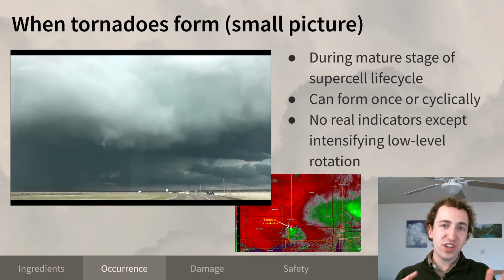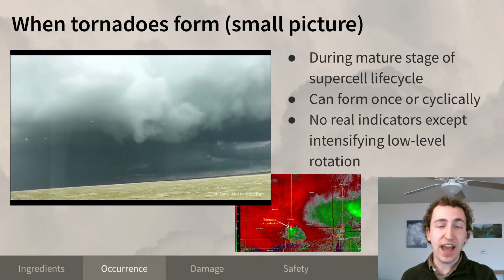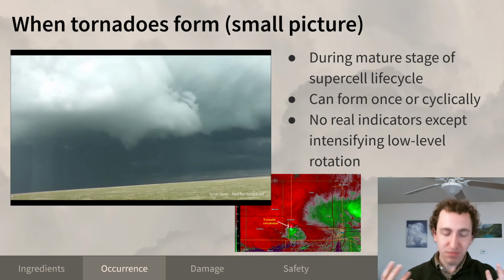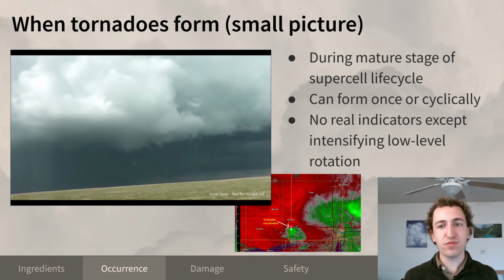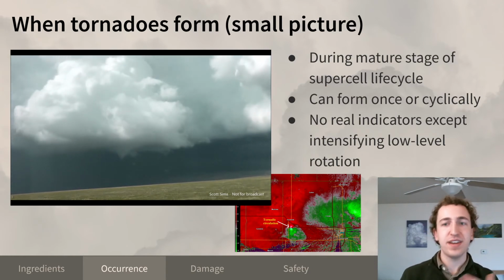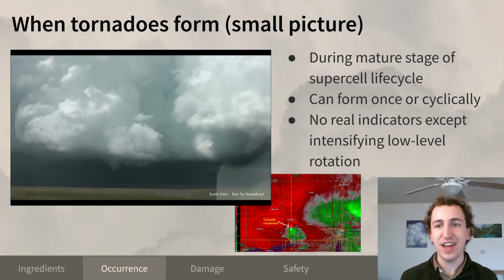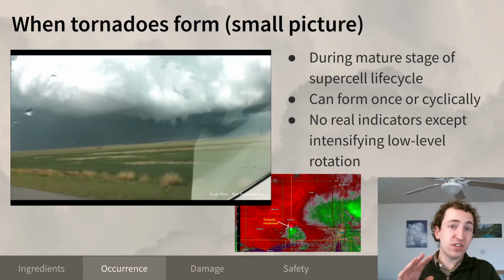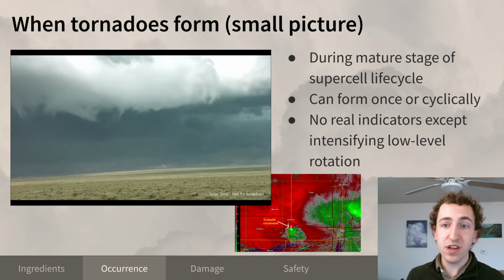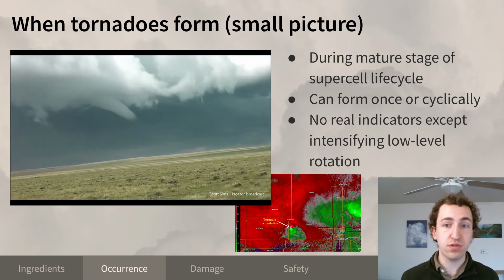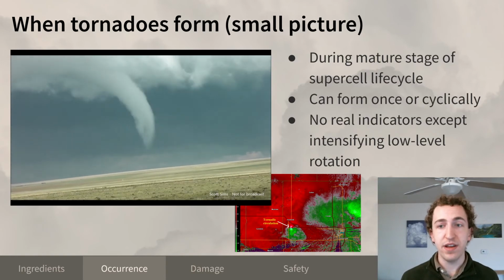But it's also usually not going to happen when the storm's dying out, when it's outflow dominant, where you cut off the updraft. Because, again, a tornado forms when you have this delicate balance between updraft and downdraft and vertical vorticity and thermodynamics. And a particular supercell can form a tornado just once, or it can form it in sort of a cyclical process and form multiple tornadoes over its lifespan.